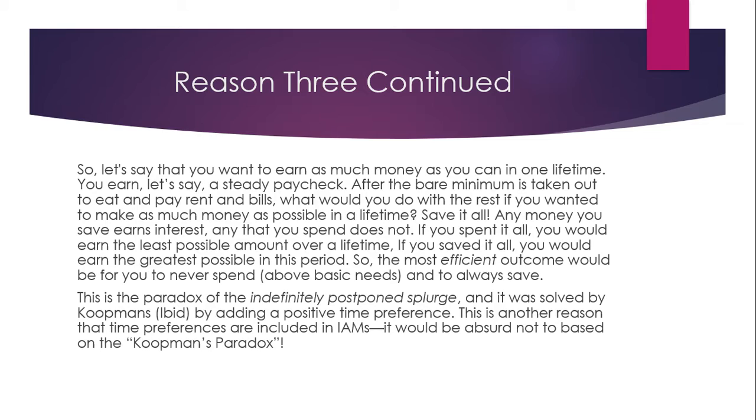So that's a simplified way of explaining the indefinitely postponed splurge. Basically, if economists want to maximize welfare, which they do, then their argument would be that no one should ever consume and just save everything. That doesn't make any sense, and the only way you can make sense out of it is to include a time preference, which gives a time discount. They're actually different, but in Böhm-Bawerk's construction, because people have a time preference, they discount things for time. If you have a time discount in there, then it makes sense to spend some and save some, and not just spend or save everything.